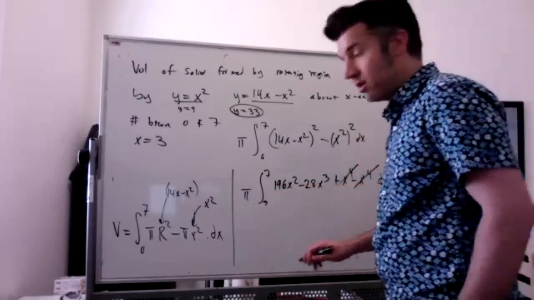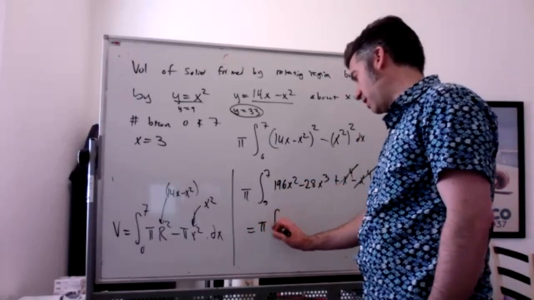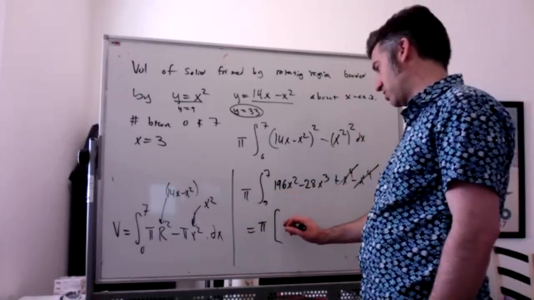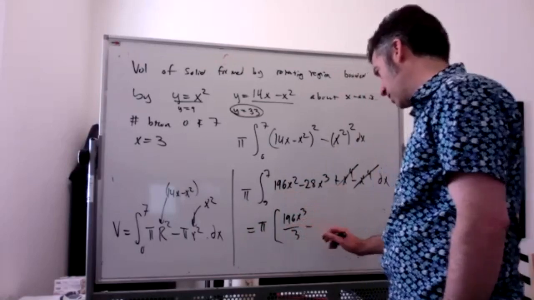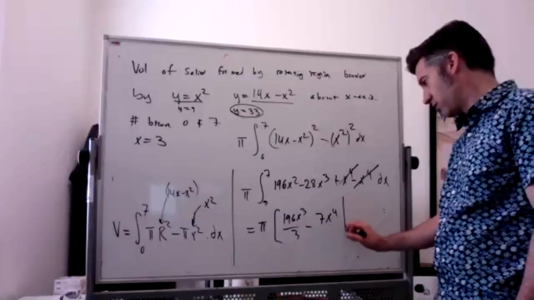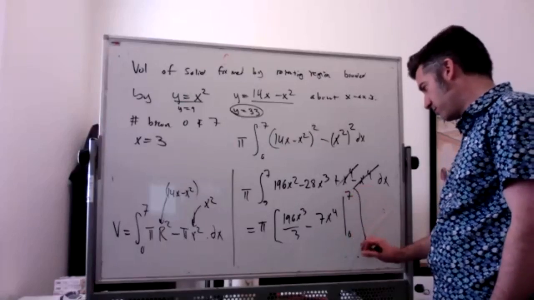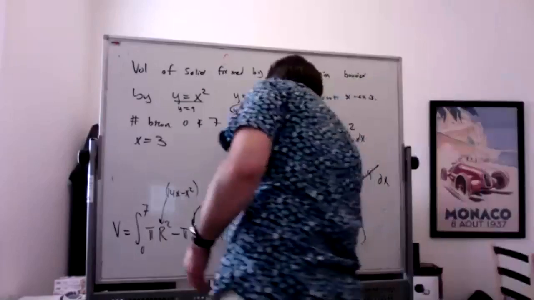So then you're going to get pi times the integral of this: 196 times x cubed over 3 minus 28 times x to the 4th over 4, which will be 7 x to the 4th, from 0 to 7. And then you'll plug in the 7, you'll get some terrible number. But I think the question that was asked is worth looking at.